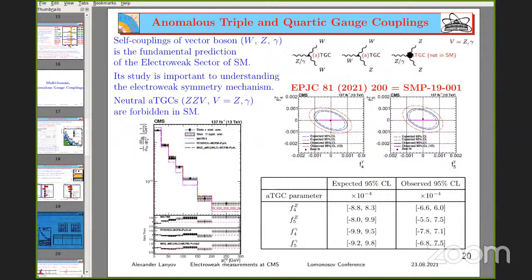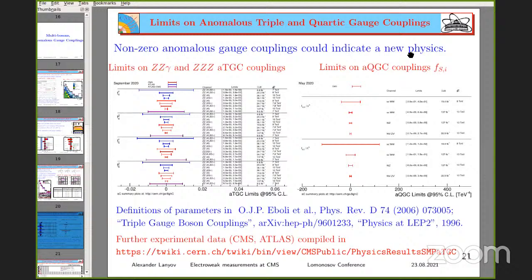So, for example, this diagram is just absent in the standard model. So if this exists, then it is something new. And this slide shows the limits on the anomalous triple and quartic gauge couplings. Here are example triple couplings and some different measurements of CMS and ATLAS, and quartic couplings. Further experimental data for CMS and ATLAS are compiled in this link.